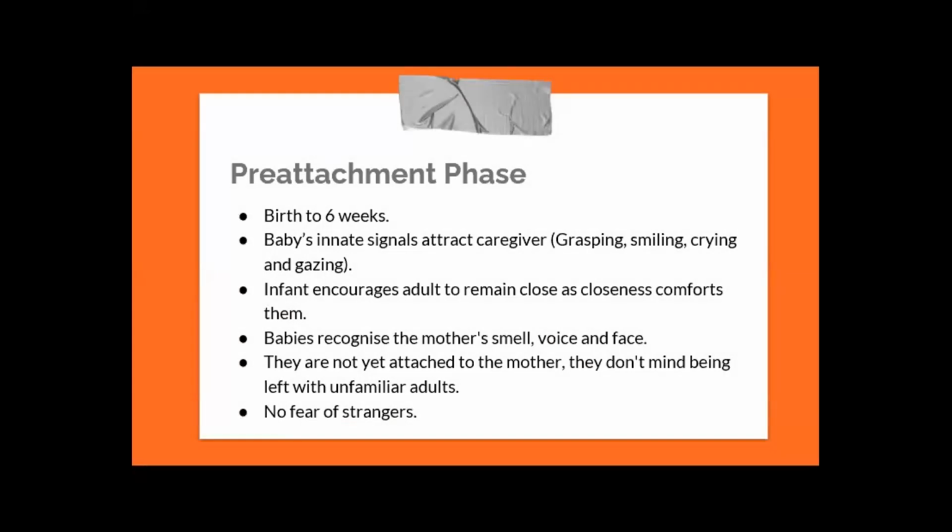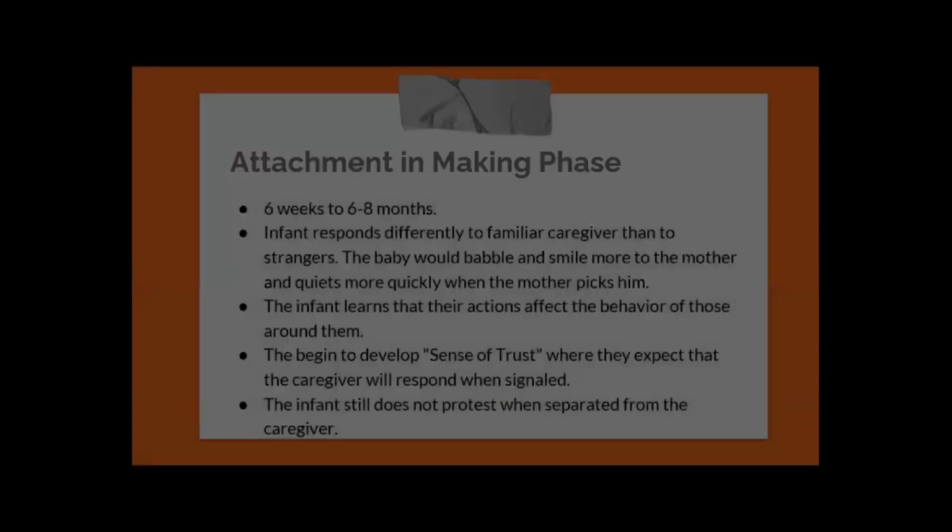So let's start with the pre-attachment phase. In this phase, the child has innate signals like smiling, crying or grasping, due to which the mom or the surrogate is attracted towards the child, and the closeness of the adult comforts the child. The baby will start to recognize the smell, voice, and face of the mom, and the child is not yet attached. So stranger anxiety is absent in this child.